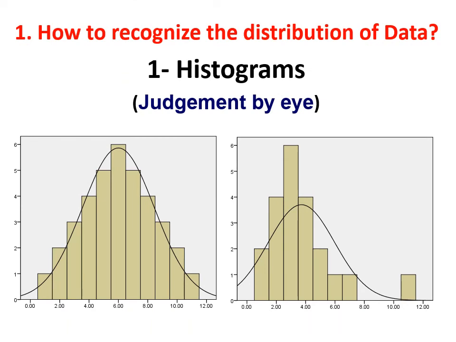How do we recognize whether the data follows a normal distribution or not? First, by using a histogram and judging by eye. If you look at the left side, you will find there is no normal distribution, while on the right side there is a normal distribution. 95% is distributed around the mean.